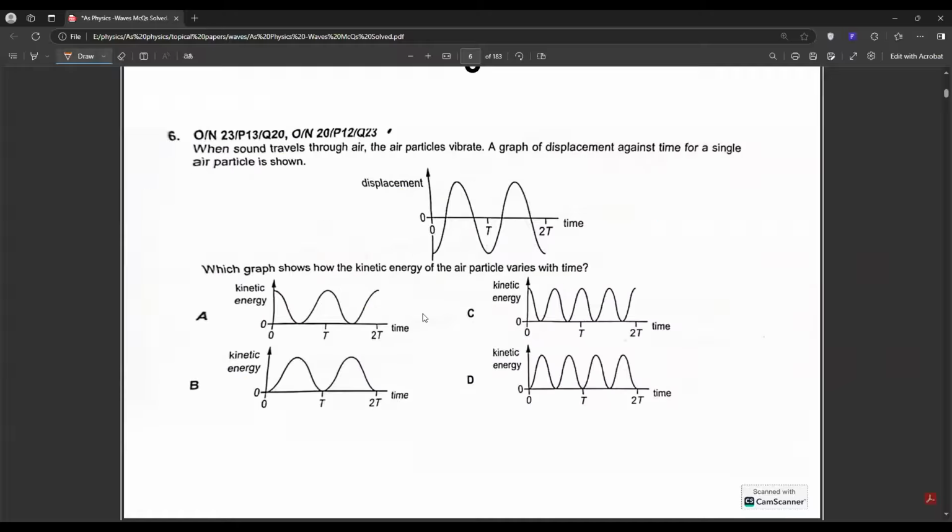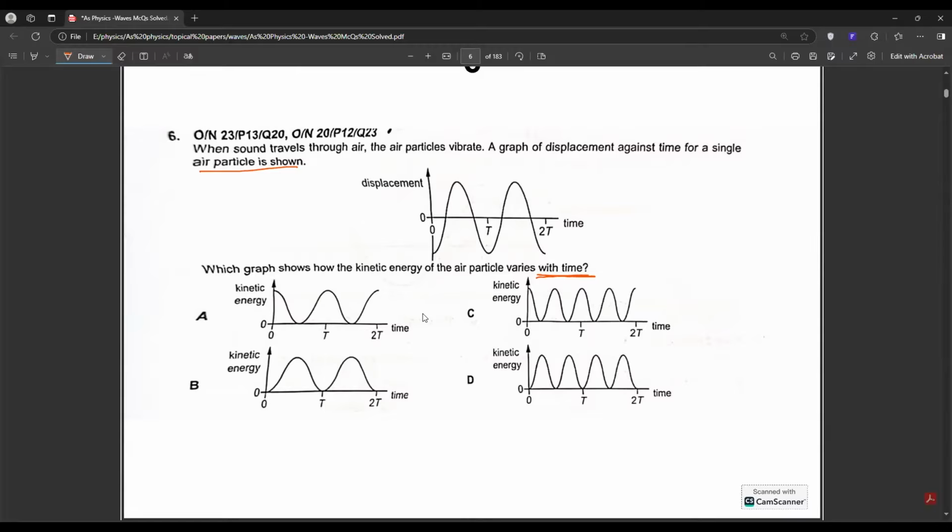B is your answer. When sound waves travel through air, the air particles vibrate. A graph of displacement against time for a single air particle is shown. Perfect. Which graph shows how the kinetic energy of the air particle varies with time? Okay, so you have to tell which graph shows how the kinetic energy of the air particle varies with time.